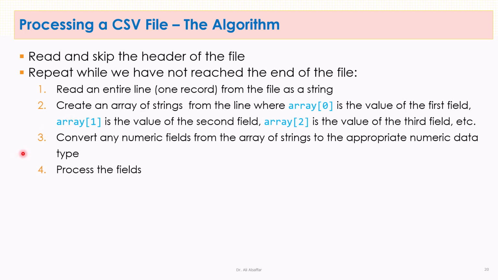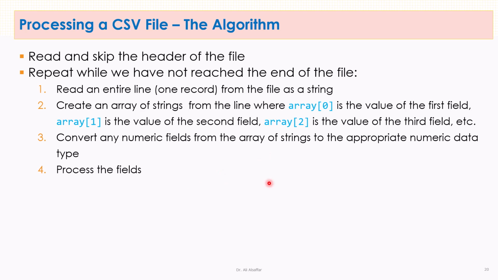Now in step number 3, after separating each field into separate strings, we need to convert any numeric fields from the array of strings to the appropriate numeric data type so that we can save them into primitive data types inside our programs. This can be done by calling the static parse methods that are available in the numeric data type wrappers. Then after saving these fields into primitive data types, we can process the fields for certain calculations that are required by the program.